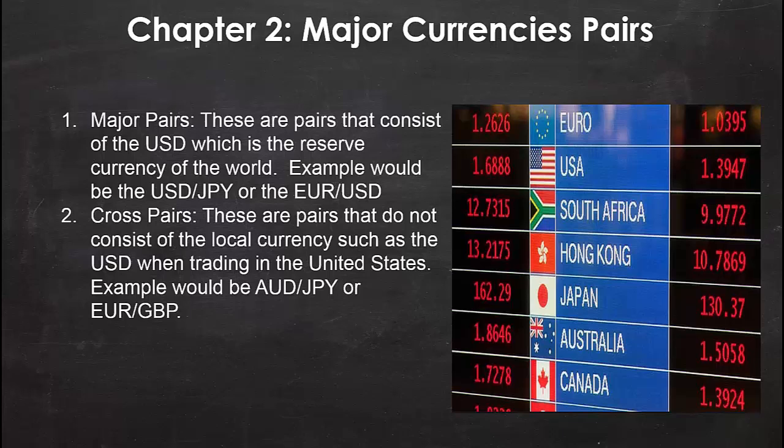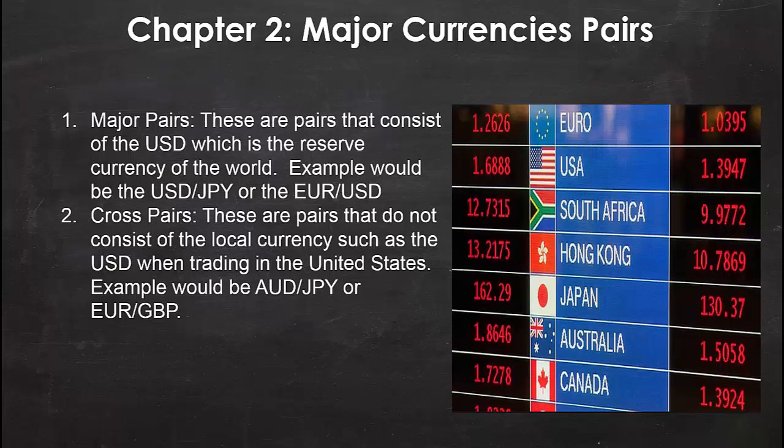So cross pairs are pairs that do not consist of the local currency, such as the U.S. dollar, when trading in the United States. So this would be like AUD Japanese yen or Euro British pound, something along these lines that doesn't consist of the U.S. dollar but are still major currencies. And so when you have AUD JPY, that's the Australian dollar Japanese yen pair, because I am here in the U.S. and the pair does not consist of the United States dollar, this is what we consider a cross pair. Cross pairs are not as liquid as the major pairs are. However, they are still liquid enough to get out there and trade.